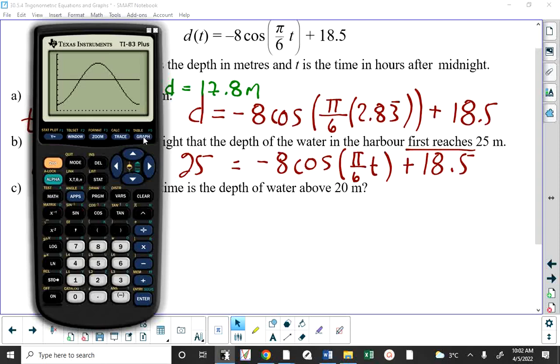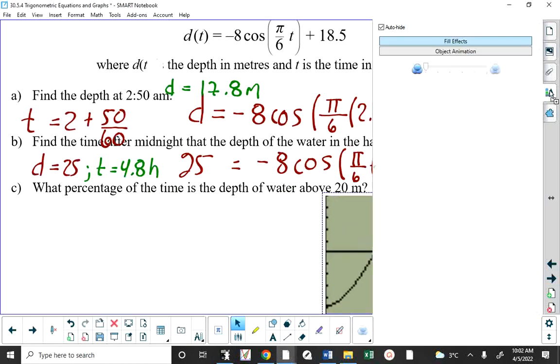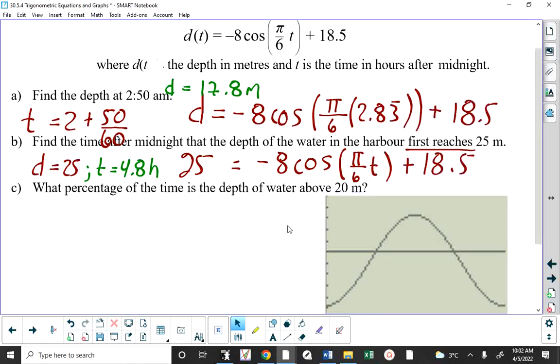So at some point in time, the water is rising and it reaches 20 meters. The water continues to rise above 20 meters, and then it reaches its peak, and then it starts to drop because the tide is going out. And it reaches 20 again, and then it goes below 20. So this is the part of the cycle that's above 20.